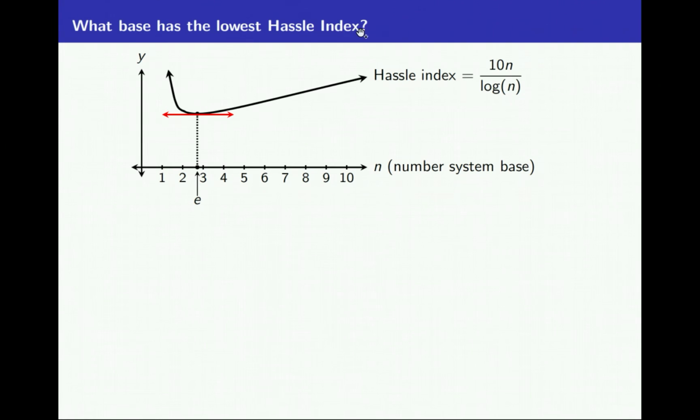So what base has the lowest hassle index? Answer, e. e is the one. e is the best base. Now, of course, this conversation is a little bit silly because a number system base has to be an integer. It can't be an irrational number like e. But our discussion actually illustrates a deeper truth. In a very real sense, e is the most efficient base. And this will become abundantly clear as you study calculus.